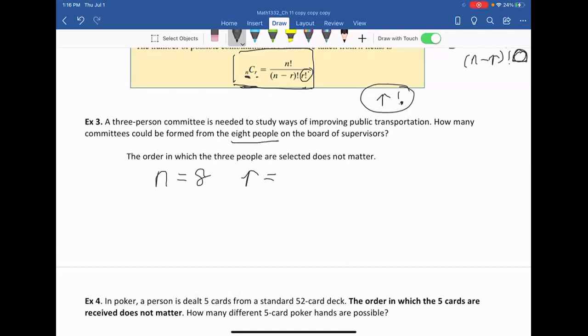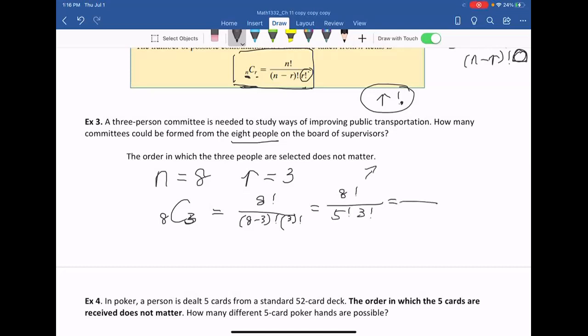3-person committee, that is 3. So this is the combination. We choose 3 from 8. That is 8C3. Use the formula: 8 factorial divided by (8 minus 3) factorial and 3 factorial. We get 8 factorial over 5 factorial times 3 factorial.